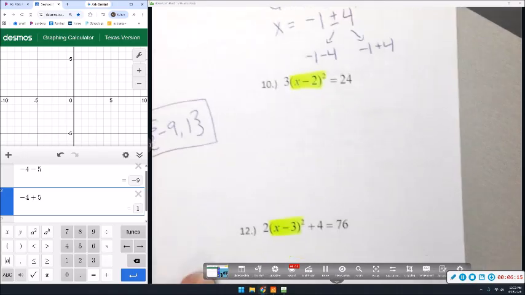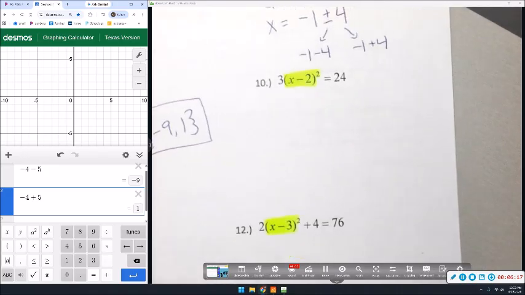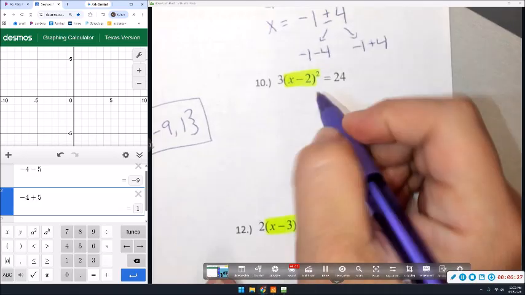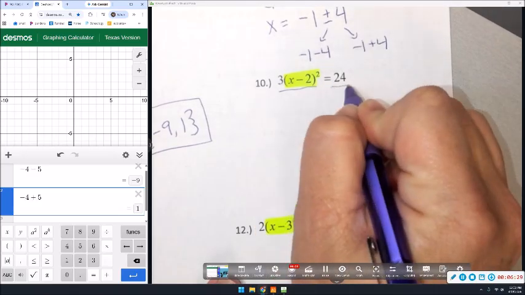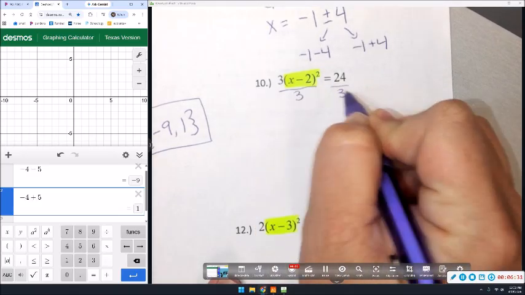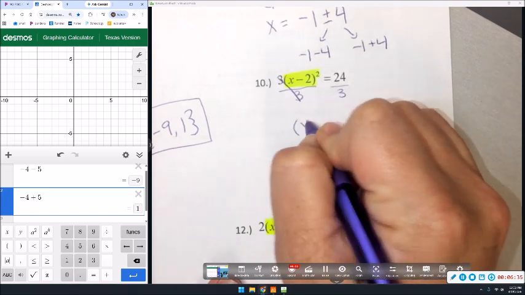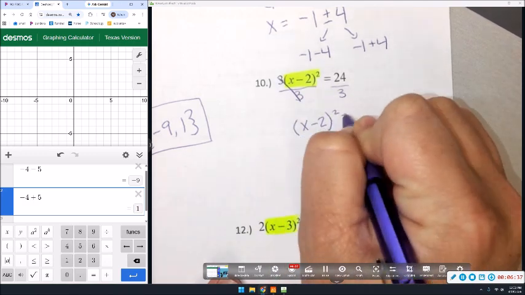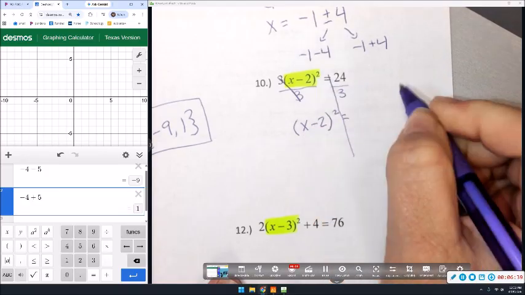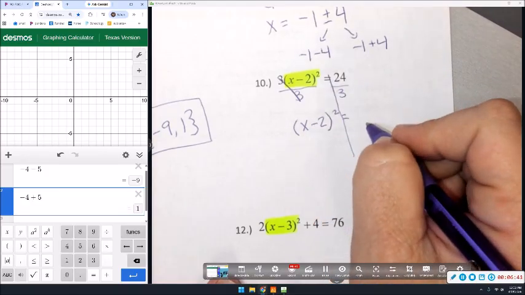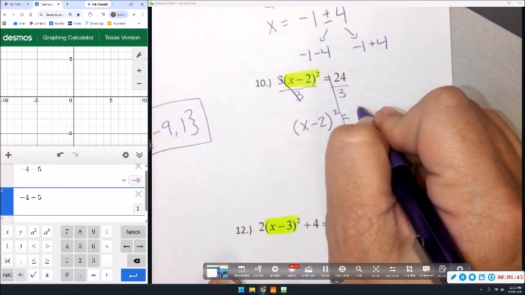Okay, number 10 is different. It's not different in the way we're going to solve it. It's different in that it's not going to give us a whole number. So what do I do first? Divide both sides by 3. And I get x minus 2 squared equals what? What's 24 divided by 3? 8.